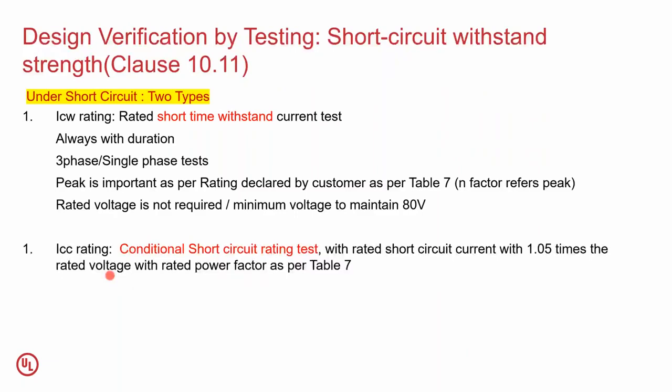These two tests, again I'm going to tell you, we apply for three phase, phase plus neutral and phase plus protective earth. So we are playing around only these four parameters: three phase, neutral and earth bar. Short circuit is also going to happen for all four: three phase bus bar, neutral bus bar and protective earth bus bar. So don't forget, under short circuit: short time withstand current, that is ICW, and conditional short circuit current test, ICC.